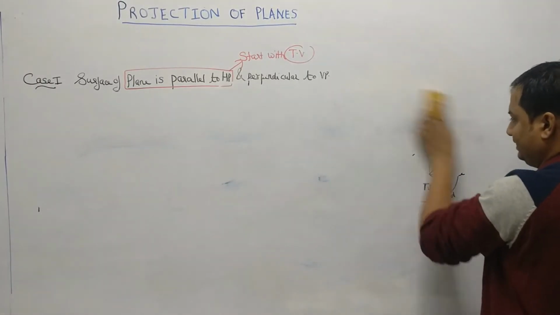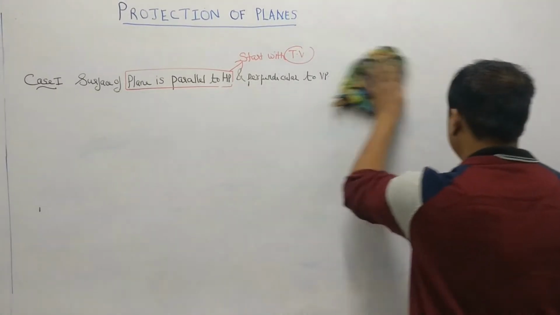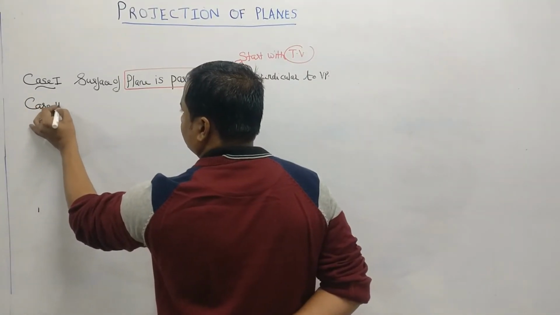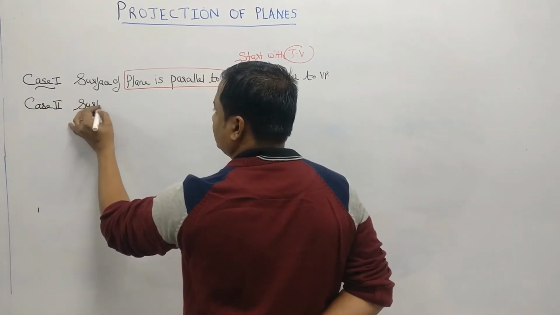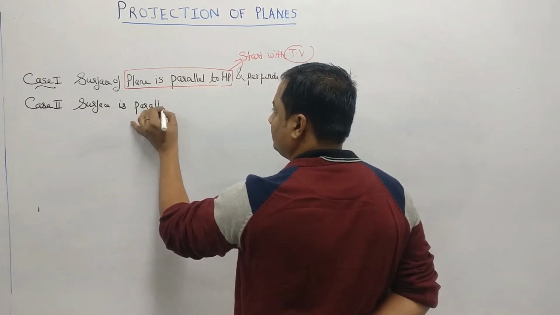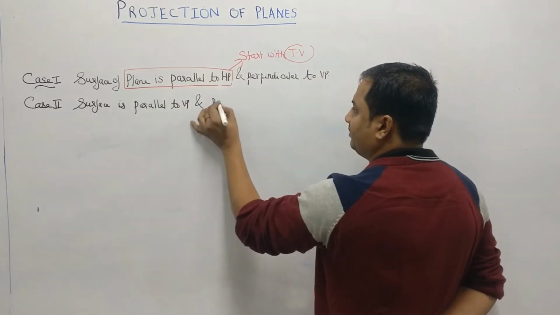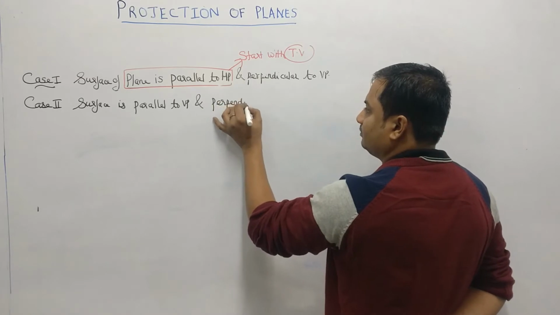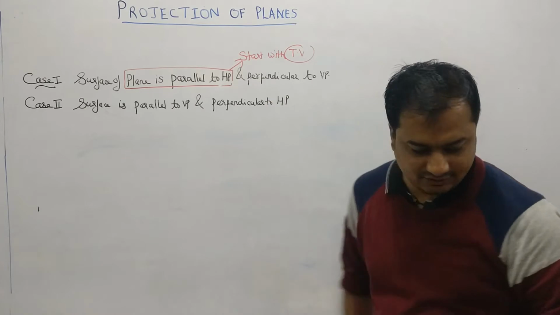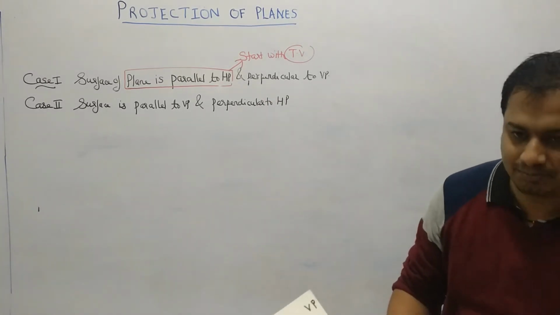So let's take the second case, which will be just the reverse of this first case. Now the surface is parallel to VP and that is perpendicular to HP. So this is the second case for the plane. Now the plane is parallel to VP and perpendicular to the HP.